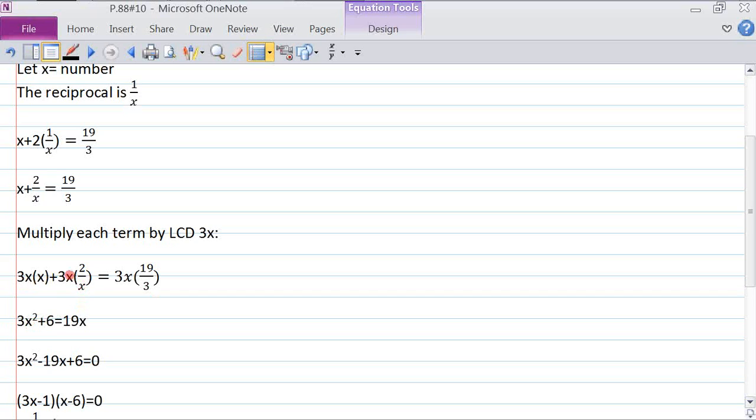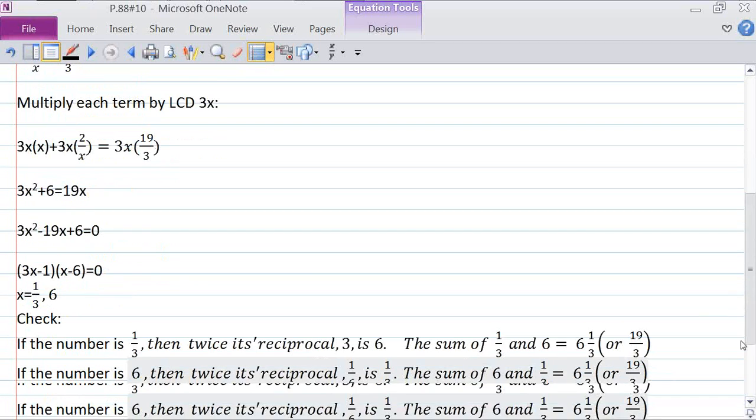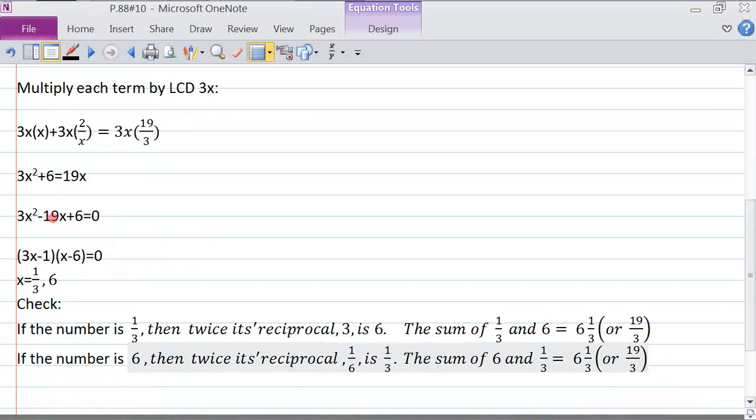The x cancels here. This x and that x cancel. They're typed a little differently, but we just cancel. This is an x, and this is an x, so we have 6. And here the 3's cancel, so we get 19x. So now we have 3x squared minus 19x plus 6 equals 0.